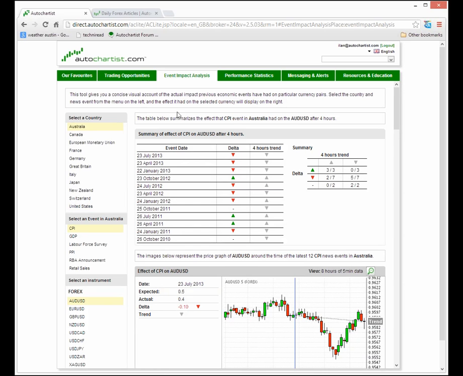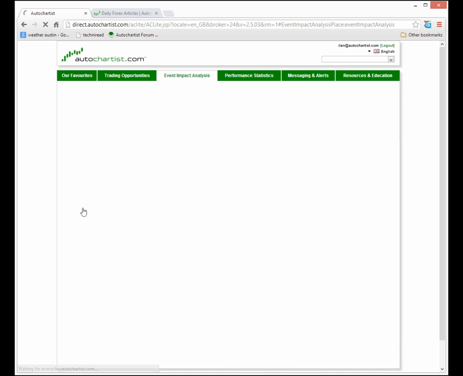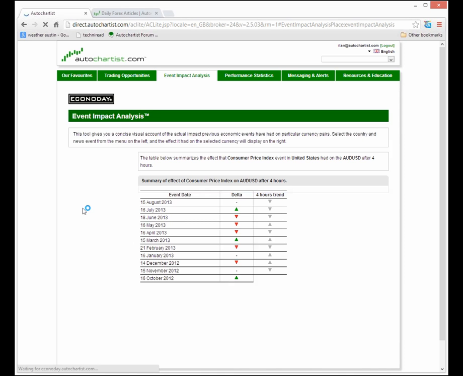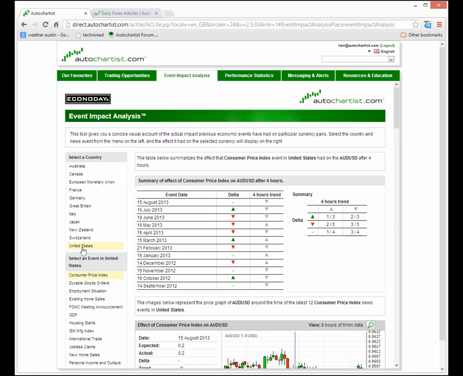The next section I want to show you is called Event Impact Analysis. Event Impact Analysis is a new feature which we've added into Autochartist. Right now, it's only available through a direct subscription to us. It's not available at any brokers yet, although we are in talks with some brokers to provide them the service.